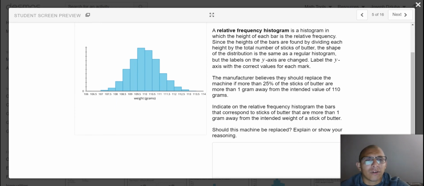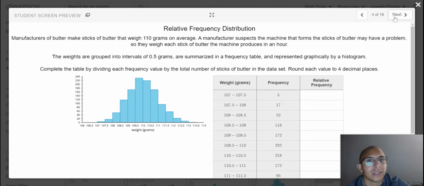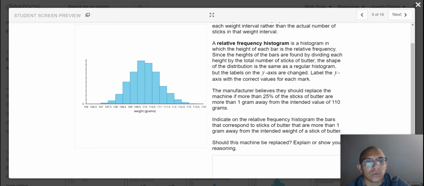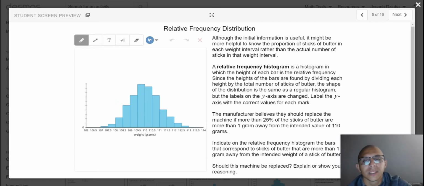and indicate on our relative frequency histogram the bars that correspond to the sticks of butter that are more than 1 gram away from the intended weight of a stick of butter. Should this machine be replaced? Explain or show your reasoning. So in order to even answer these questions, you must first complete this table accordingly, because that will inform you as to what sticks of butter are more than 1 gram away from the intended weight. Remember, the intended weight is located here, 110 grams. You can draw a little line if you'd like to designate that those values are more than 1 gram away, if that's what you think.